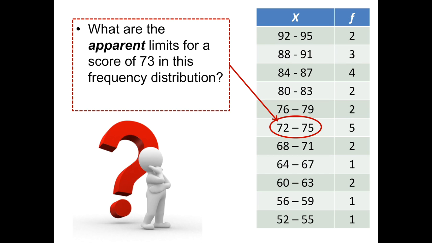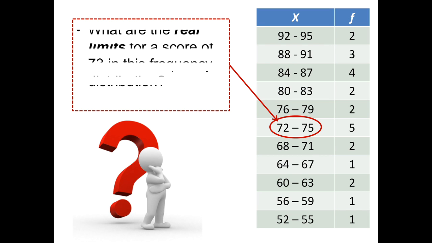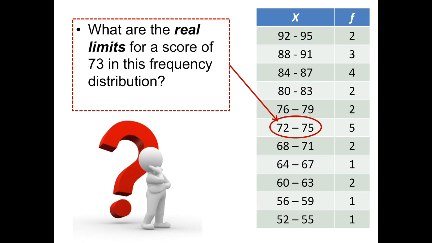Okay, so take a look at this. First question, what's the apparent limits for the score of 73? Right, so say you're measuring grades on a midterm exam. And so we'd say, okay, what's the apparent limits for a score of 73? Well, if we break it down, we say, well, between 72 and 75. In this case, 5 people scored that. Now, with the real limits, though, 73 gets a little bit trickier. The real limits is 71.5 all the way up to 75.5.